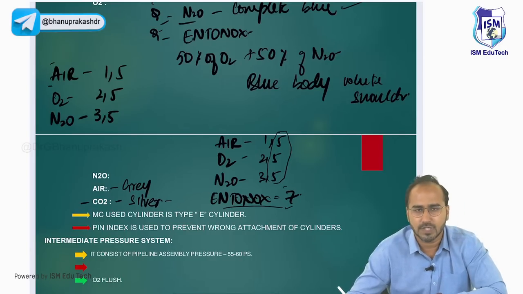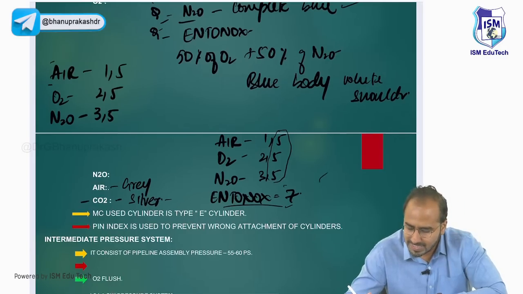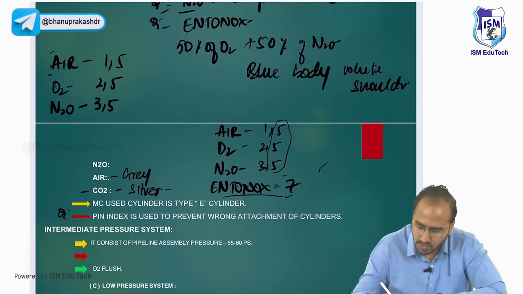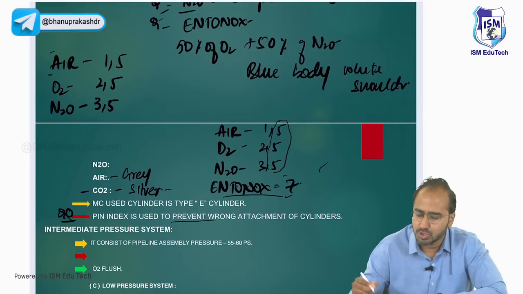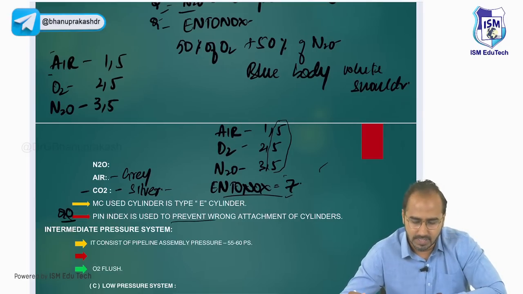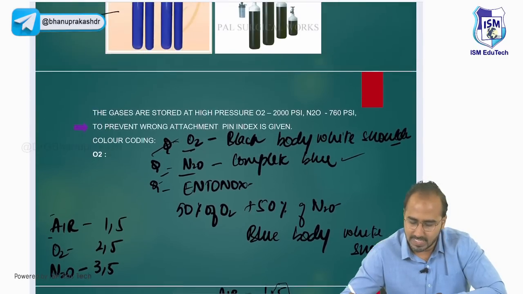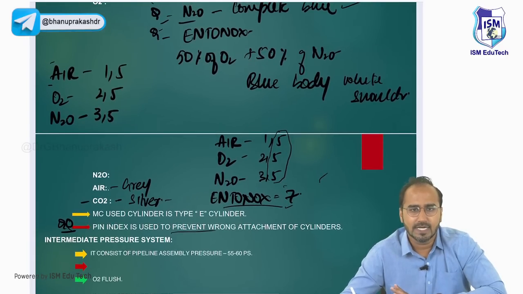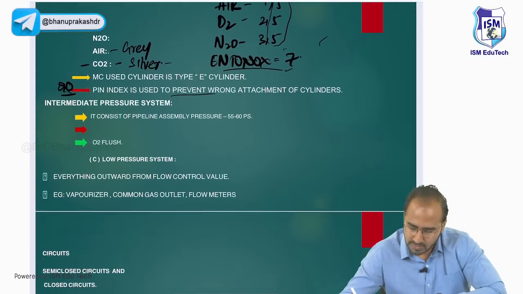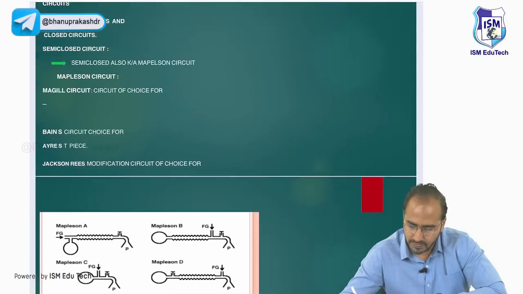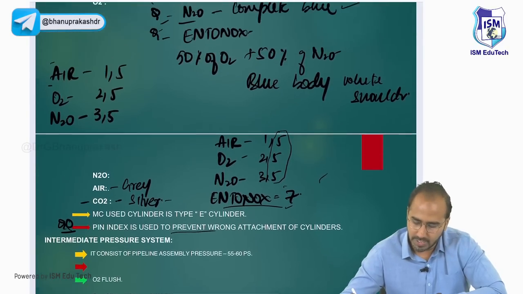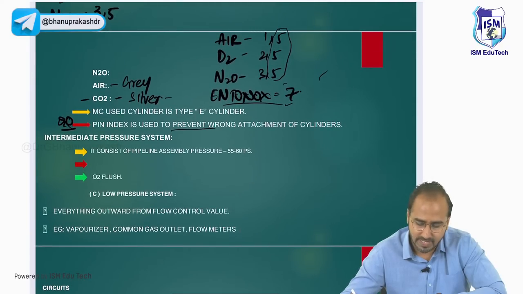Is this clear guys? This is regarding the pin index system. The main reason for the pin index system is what? The pin index system is used to prevent wrong attachment of the cylinders. Come on guys, is this clear? So Entonox is 7.